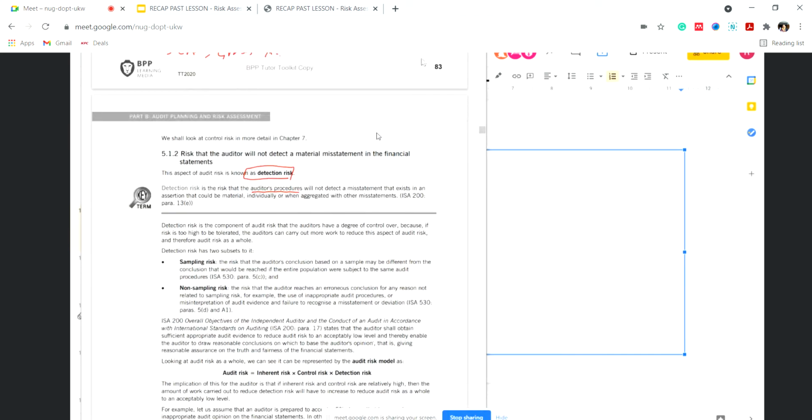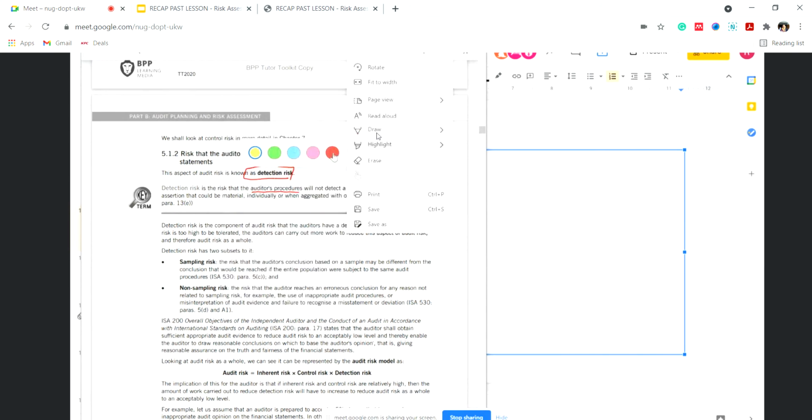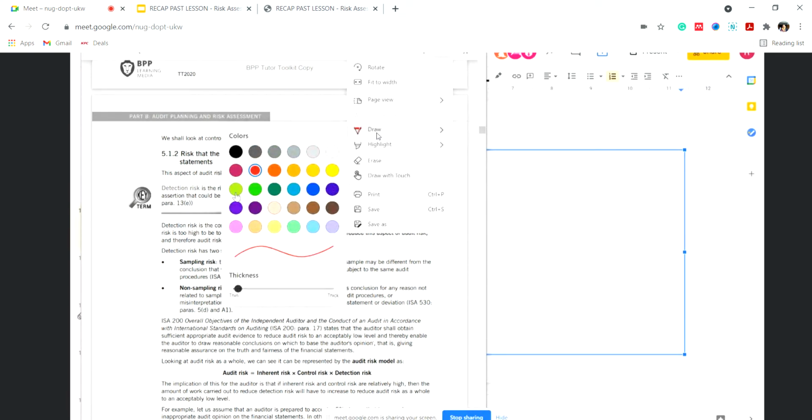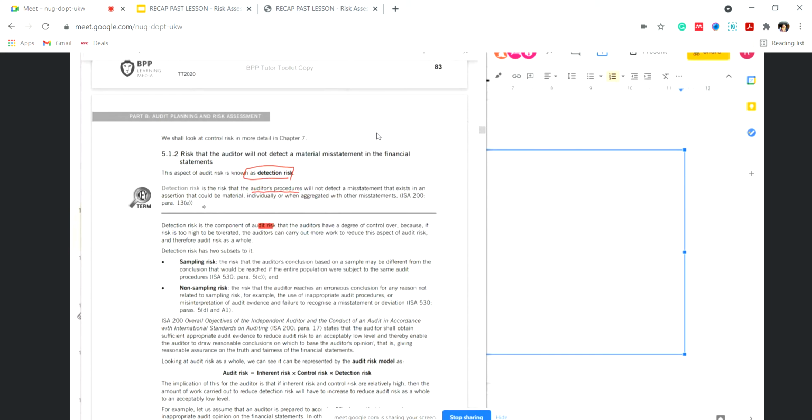So when the auditor's procedure will not detect a misstatement that exists in an assertion level, like just now, your wrong procedures will not be able to detect a misstatement that exists in an assertion that could be material individually or when aggregated with other misstatements. So that is considered as auditor's failure. Do you understand?